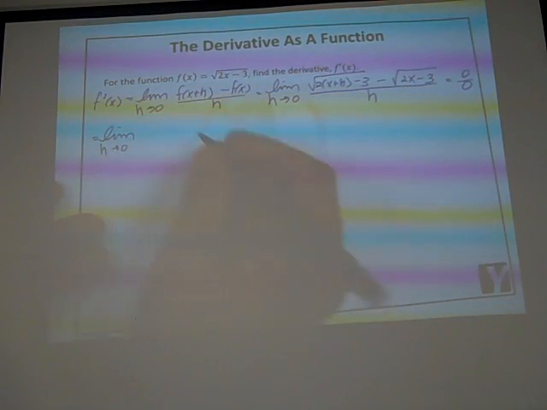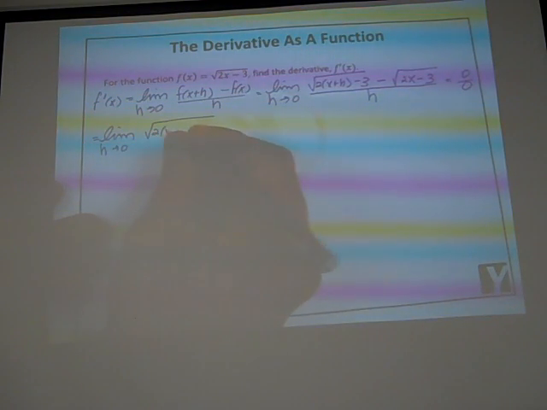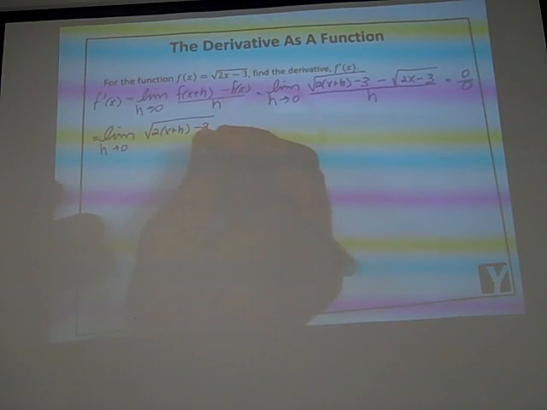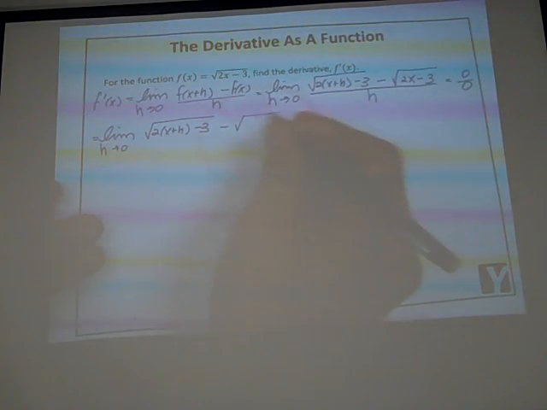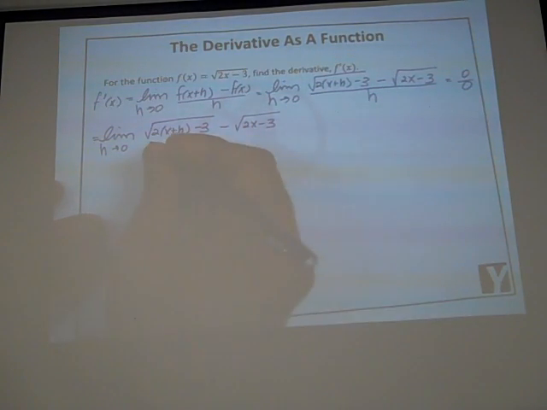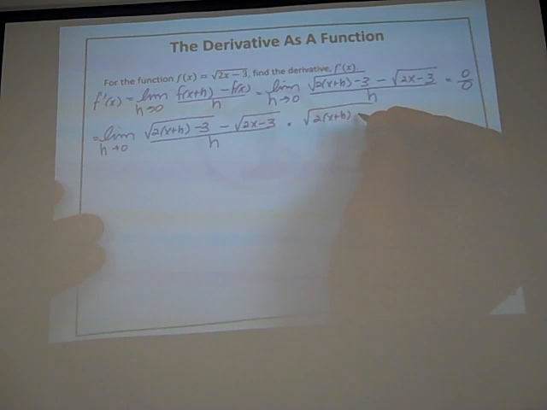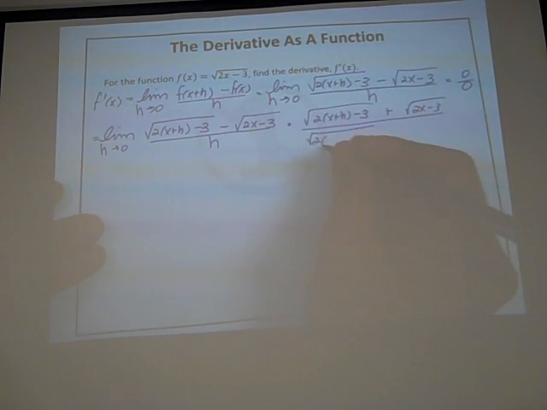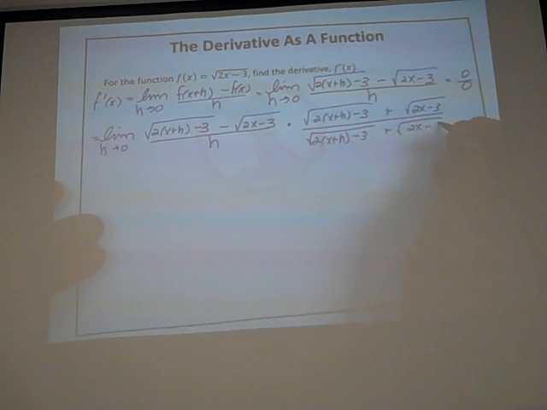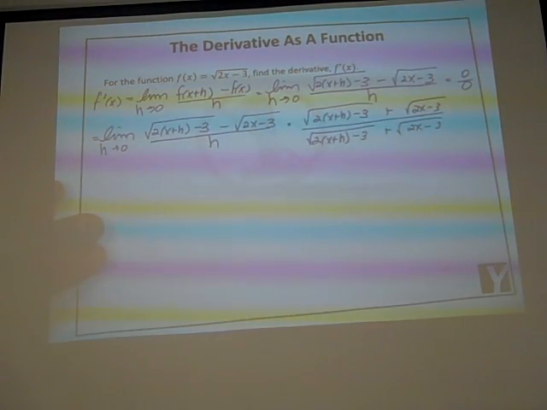Limit as h approaches 0, square root 2 parentheses x plus h minus 3 minus the square root of 2x minus 3 all over h. We're going to multiply that by the conjugate, which is all the same stuff except with a plus sign in between: square root 2 parentheses x plus h minus 3 plus the square root of 2x minus 3.